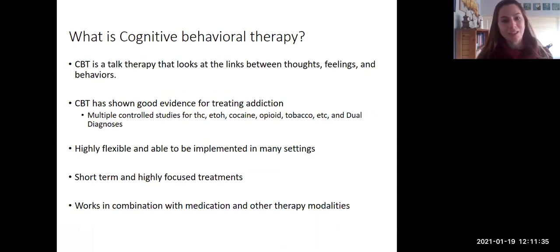We don't want to treat all patients with the same thing because they may be coming to recovery with different needs at different points in time. So talking specifically about cognitive behavioral therapy, what is it? Well, it's a talk therapy that really focuses on helping patients understand and apply that knowledge of the links between their thoughts, their feelings, and their behaviors.